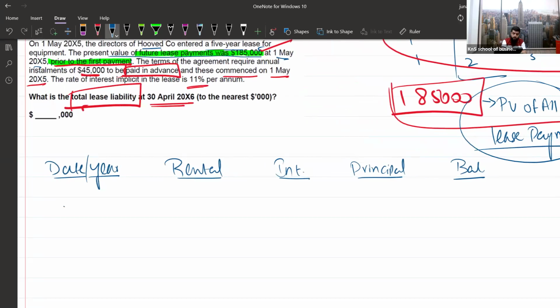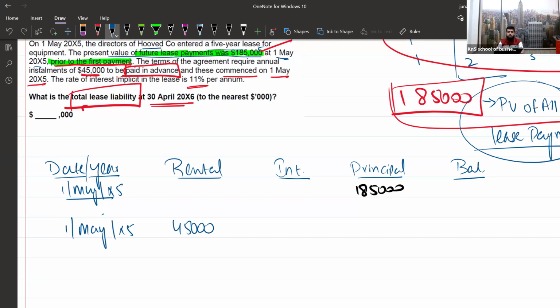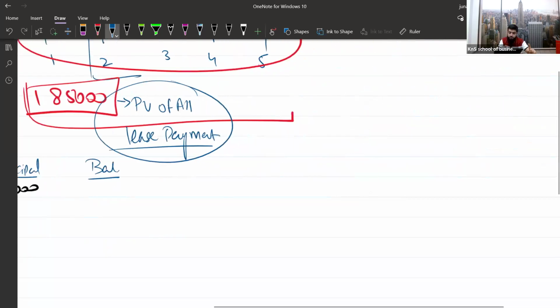But first, we are going to account for the year 2006, and the rental on 1st May. First of all, we are going to write down 1st May 2005. At the inception of the lease, we had a lease liability of 1,85,000, and remember, this is the total lease liability that we have. And on the very first day, on the 1st of May 2005, the rental was paid for $45,000. And once the rental was paid, remember, if this is the advance case, let me make a timeline for you guys.